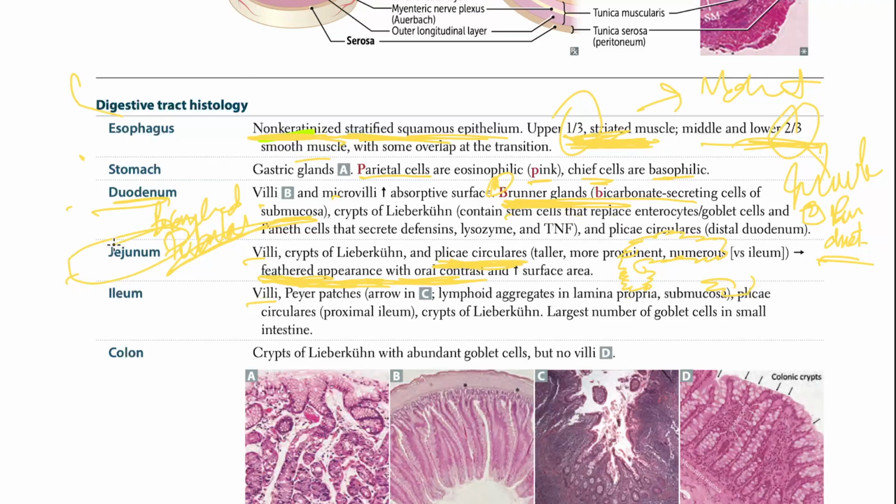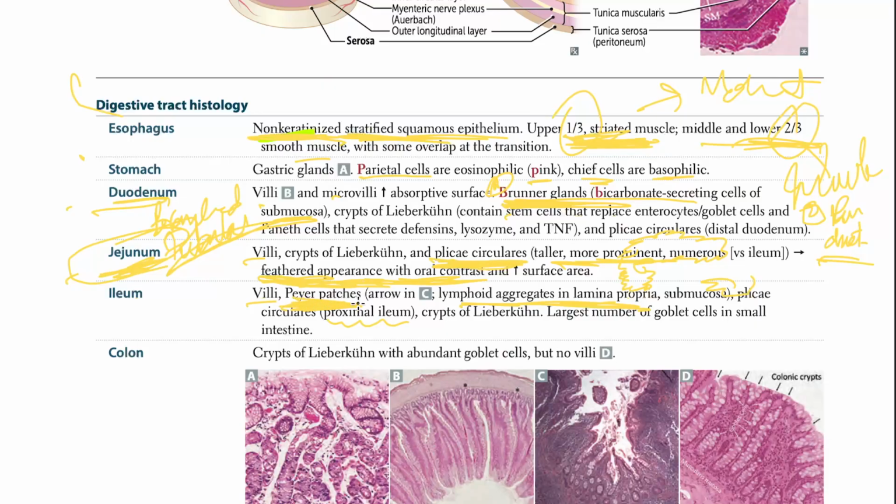Okay. Now think about the ileum. In the ileum, you're looking at the Peyer's patches, which are the lymphoid aggregates in the lamina propria and submucosa. Again, they're more proximal in the ileum, but they are also prominent in the jejunum. That's their characteristic. For the ileum, the characteristic is the Peyer's patches.